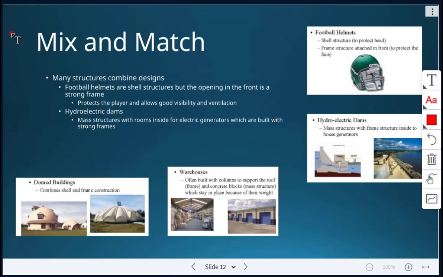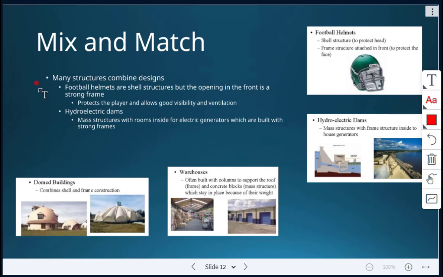And then we can have mix and match. Many structures actually combine designs. An example is football helmets. It's a shell structure, but the opening in the front of the helmet is a strong frame. The shell structure protects the head, and the frame structure in front protects the face. Therefore, the player has protection, but it also allows visibility and ventilation.